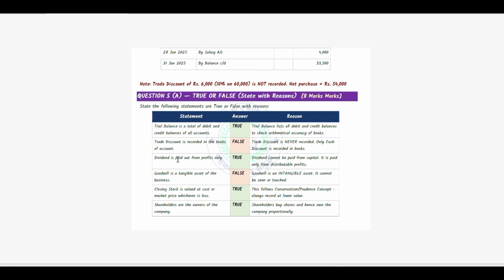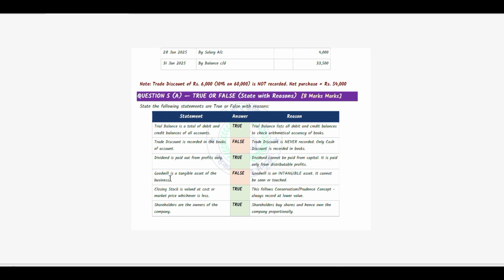Next, dividend is paid out of profits only. Yes, it is true, because dividend is always paid from profits only. Dividend cannot be paid from capital, because capital is a liability of the company. It is paid only from distributable profits.